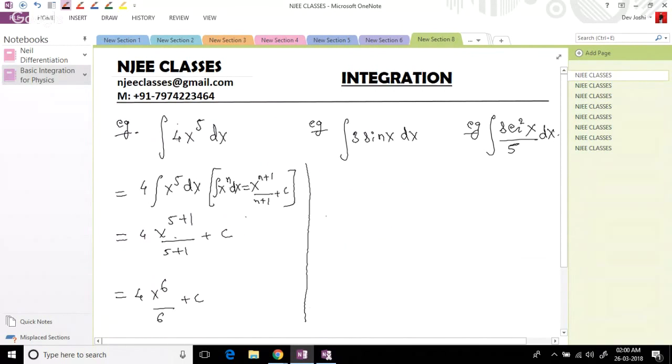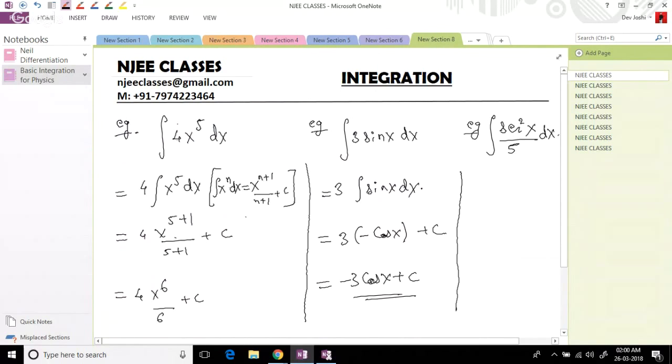Next, integral of 3 sin x dx. So again 3 will be taken out of the integral. So it is equal to 3 times integral of sin x dx. So what is the integral of sin x? That is minus cos x, right? So 3 times of minus cos x plus c. So it is minus 3 cos x plus c will be our final answer. Correct.